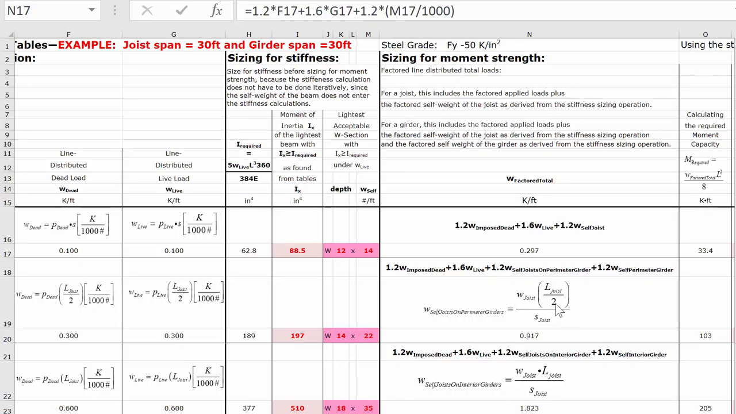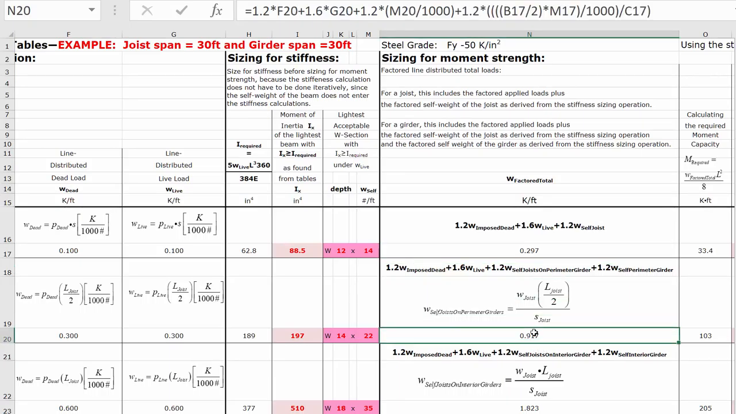So that's what this represents. And then if we want to convert that to a line distributed load along the perimeter girder, we take the magnitude of that point force and divide it by the spacing between them. So this is half the weight of one joist. In the case of this problem, the spacing of the joist is 5 feet. So we're going to say we have that point force every 5 feet, and that's how we calculate this load. So I'm going to click on this, and we're going to go look at the formula up here.